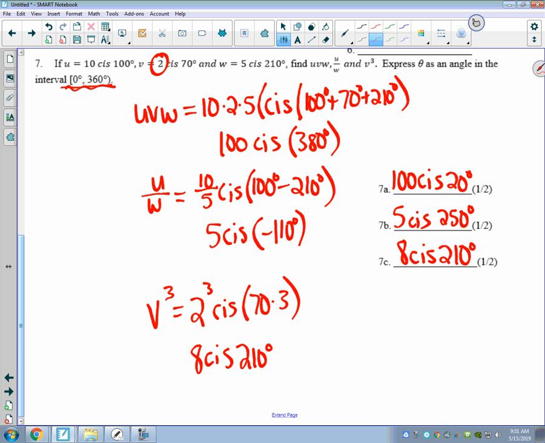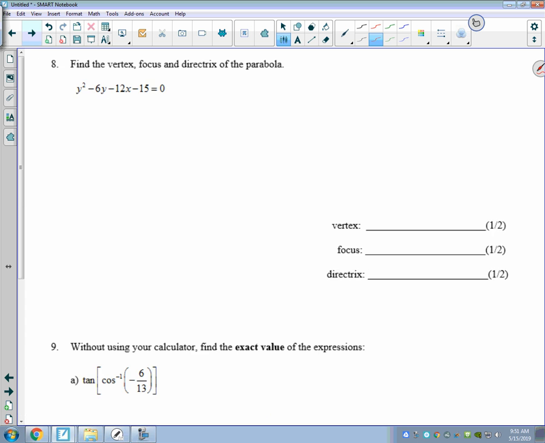So again, it's just knowing those formulas. The conic stuff that we just did hopefully is most recent in your brain. Parabola. I feel like this is just like one that was on our test. But y squared minus 6y, I have to complete the square for the one that's not squared. I'm going to add 12x and add 15 to the other side.